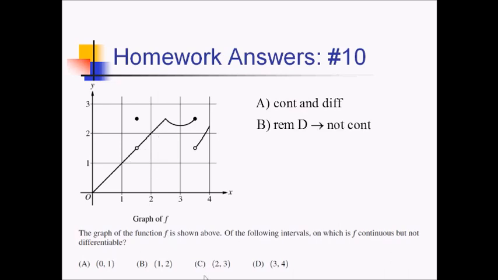For choice C, from the interval from 2 to 3, we are continuous here. There's no breaks, but we have this cusp. So that means we're continuous but not differentiable. And then for D, well, we have this jump discontinuity in there, which again is going to mean we're not continuous. So we wanted continuous but not differentiable. That's the interval that has our cusp, choice C.